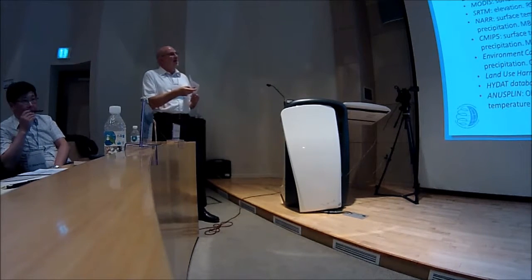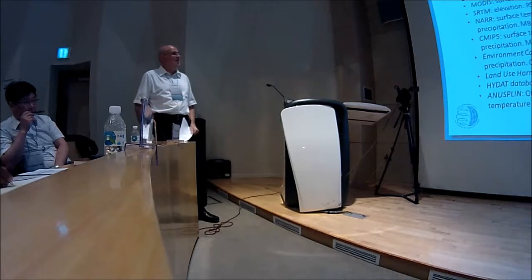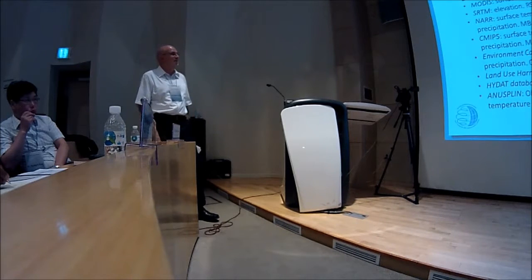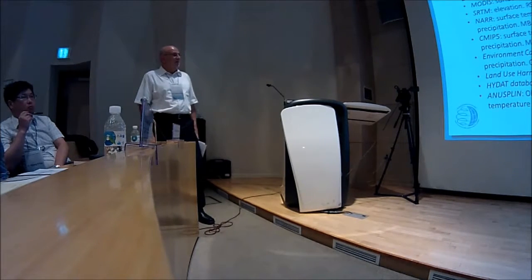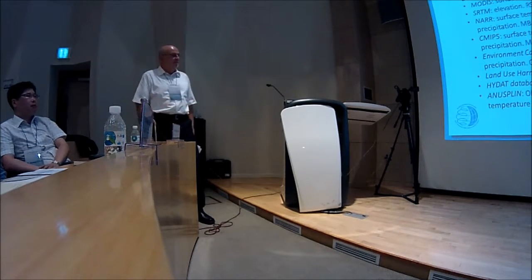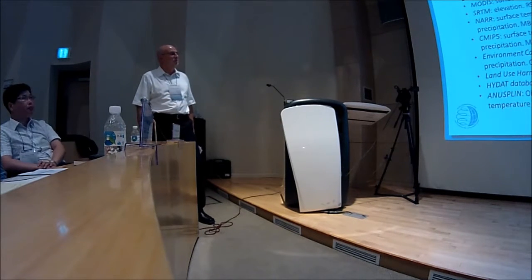We utilize the remotely sensed products like MODIS and SRTM for elevation and surface temperature and cover. We use the model-based products like NAR and CMIP5 for surface temperature, air temperature, precipitation. We use the observations, or Environment Canada observed data, temperature and precipitation, land use, observed flow data, and UNSPLIN as a gridded precipitation for maximum temperature and minimum temperature.